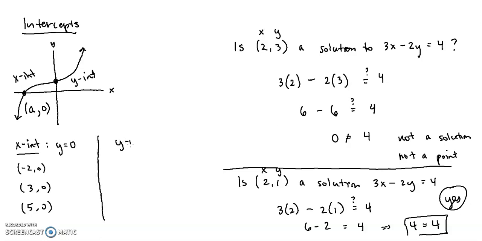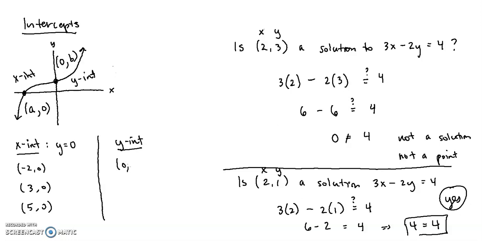All right, y-intercepts, same kind of idea. If I'm on the y-axis, then I don't move left or right. I only move up or down. So that means that my first coordinate is going to be 0, and my second coordinate is going to be some sort of number. Okay, so I don't move left or right, I just move up or down.